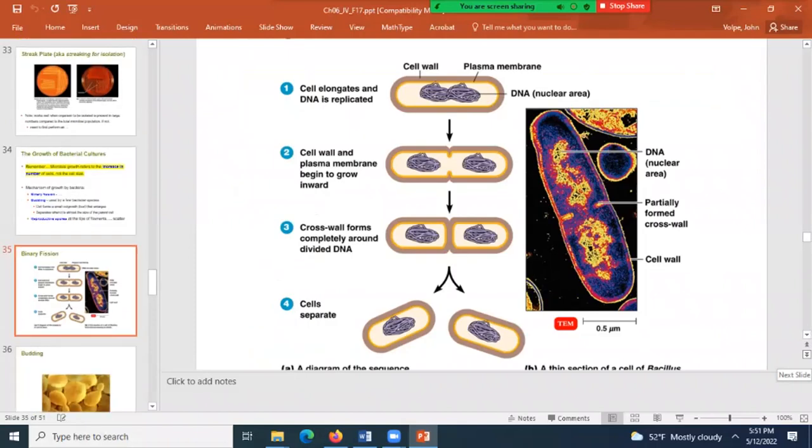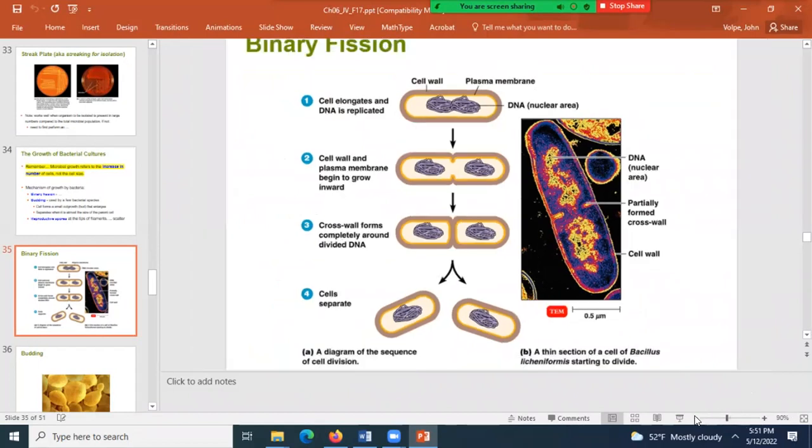So here we're looking at cell division by binary fission. The DNA first divides, and then one molecule moves to this side of the cell, the other molecule moves to that side of the cell, and then this cell literally splits in 2.